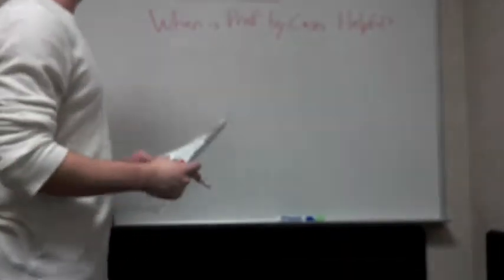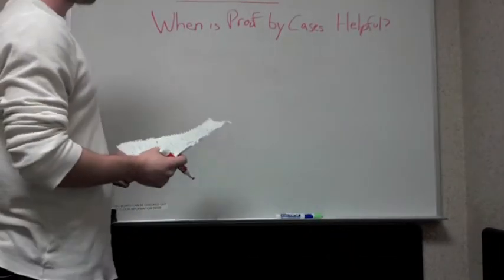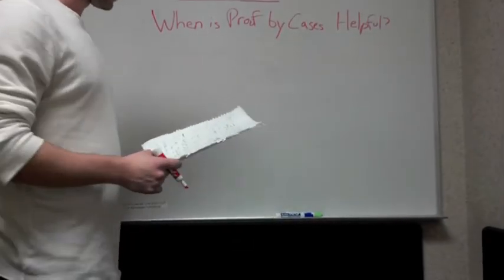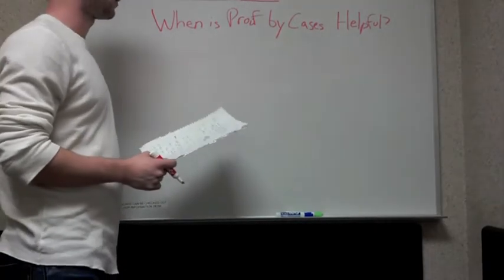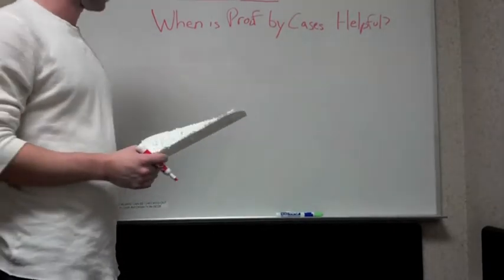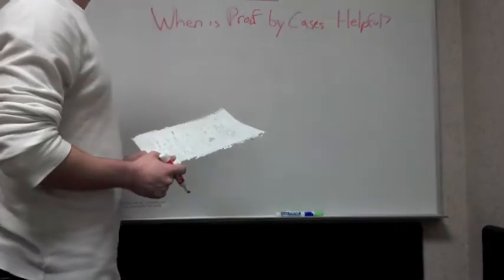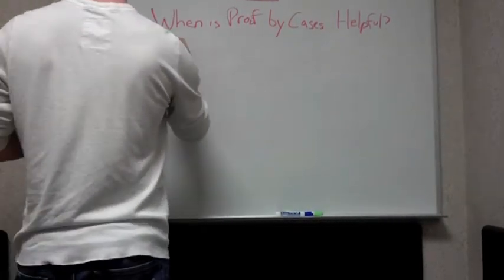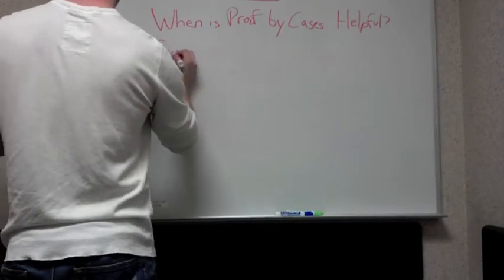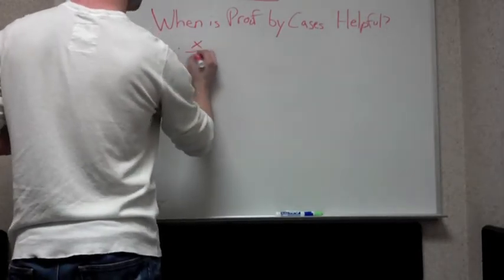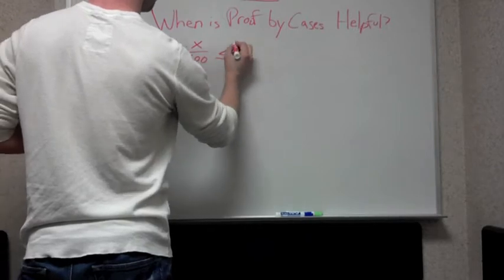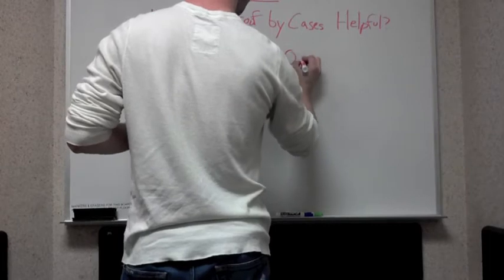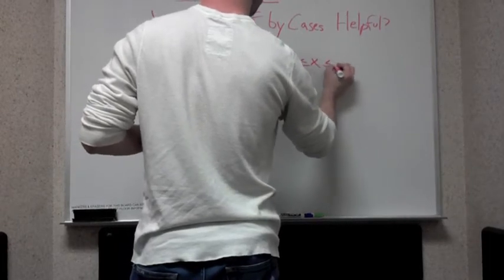Okay, so when is proof by cases helpful? This method of proving is very helpful when we can't prove a statement with just one assertion. It's also very helpful when we can't do an exhaustive proof, which looks at every single possibility, because that would take too long. An example of this would be if we're trying to prove that x over 100 is less than or equal to 1 for x greater than or equal to 0 and less than or equal to 100.